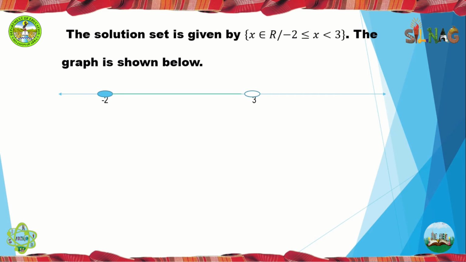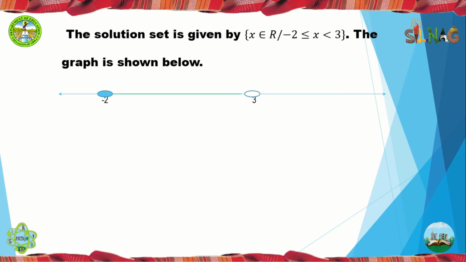So the solution set is given by the set of x such that x is a real number and x is greater than or equal to negative 2 but less than 3. The graph is shown below. So we have the solutions now of the given inequality: the numbers which are greater than or equal to negative 2 but less than 3.